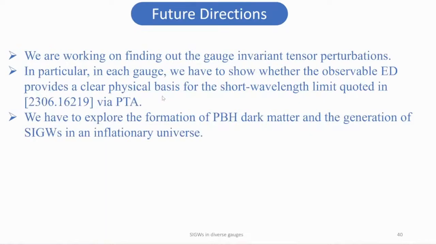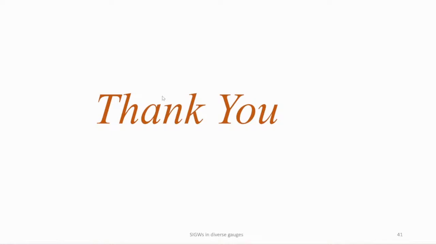So there are some future directions that we are working on, finding out the gauge invariant tensor perturbation further. In particular, in each gauge we have to show whether the observable energy density provides a clear physical basis, a short wavelength quoted in this recent paper. We have to explore further primordial black hole dark matter accompanied with scalar induced gravitational waves. Okay, thank you very much.